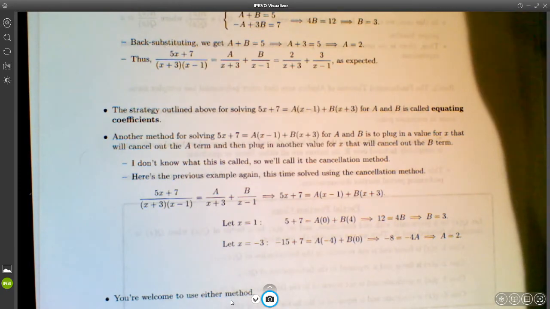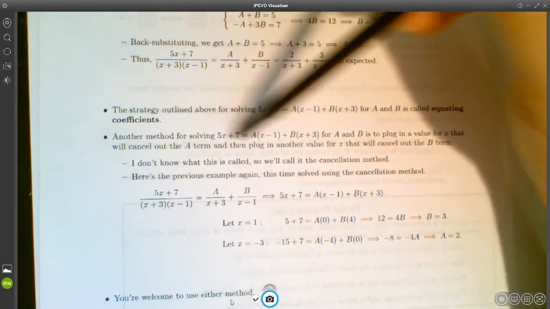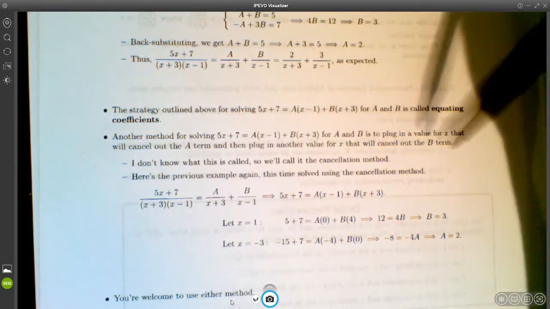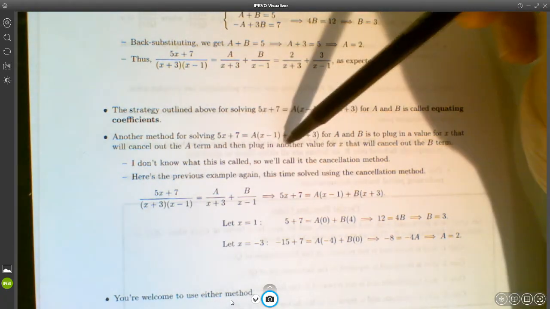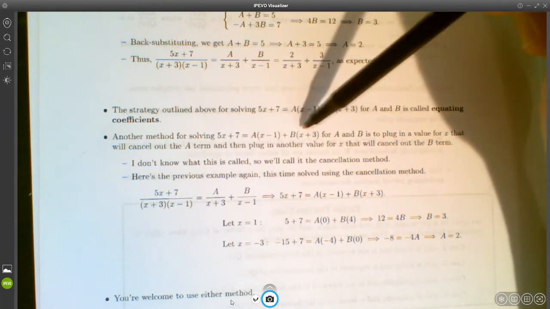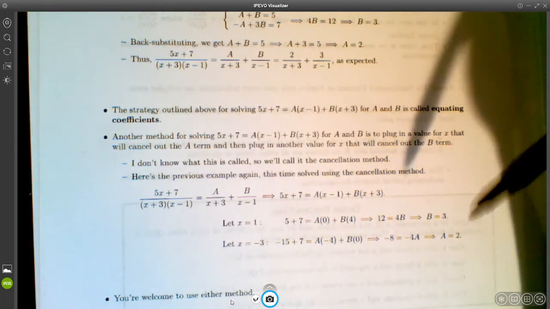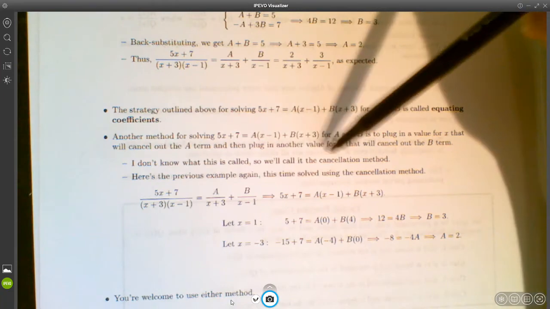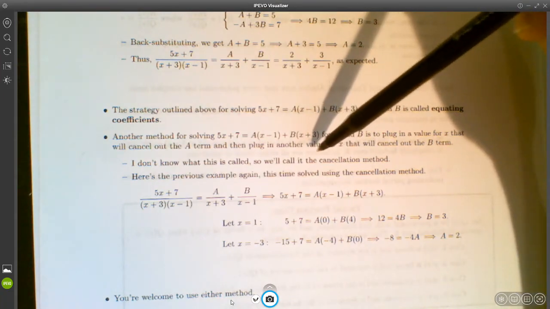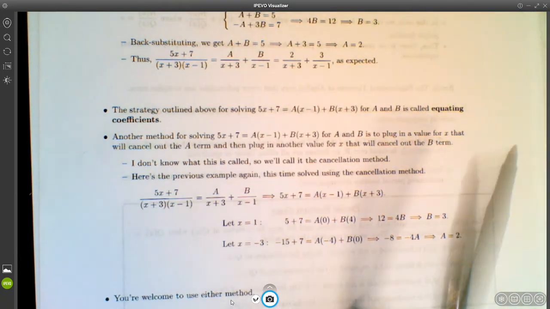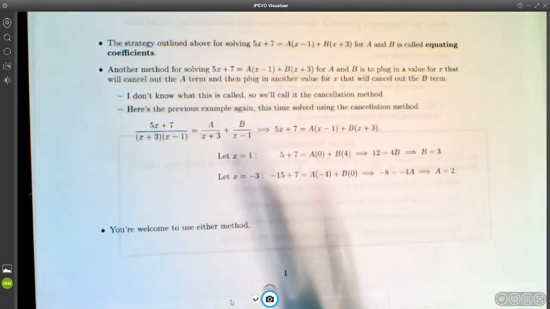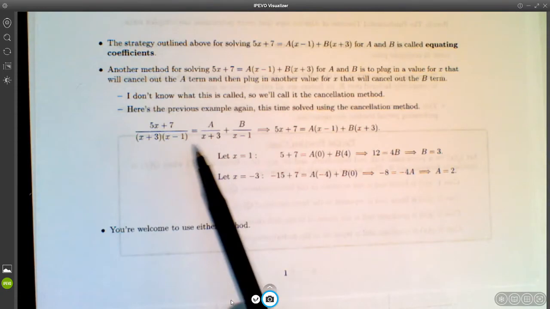Another method for solving this equation for a and b would be to plug in values for x that will cancel off the a term, and then plug in a different value for x that will cancel off the b term. I don't know if there's an official name for it, so I'm just going to call it the cancellation method. But let's use the cancellation method on the same problem.